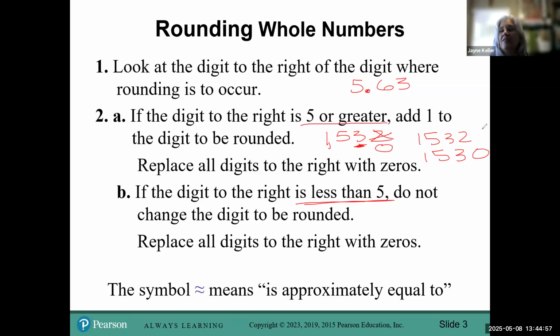So to really understand this, we want to understand what all our decimal places are. So let's talk about that for a minute here. So I'm just going to write a large number.